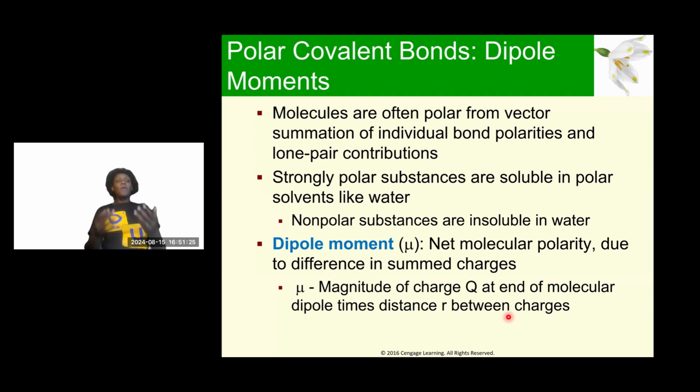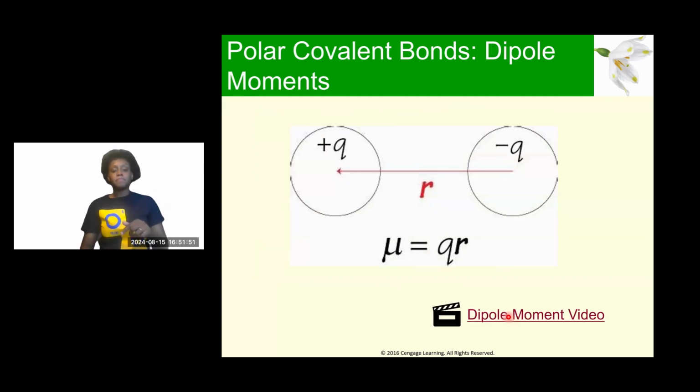Now, dipole moment can actually be calculated. The dipole moment is the net molecular polarity due to the difference in summed charges. So there's actually an equation that you can use. You have the dipole moment, mu, which depends on the magnitude of charge Q at the ends and the molecular distance R between them. So I have an actual image so you can see that. As you see, mu, which is the dipole moment here, is equal to Q times R, where Q is the charge at the ends and R is the distance.